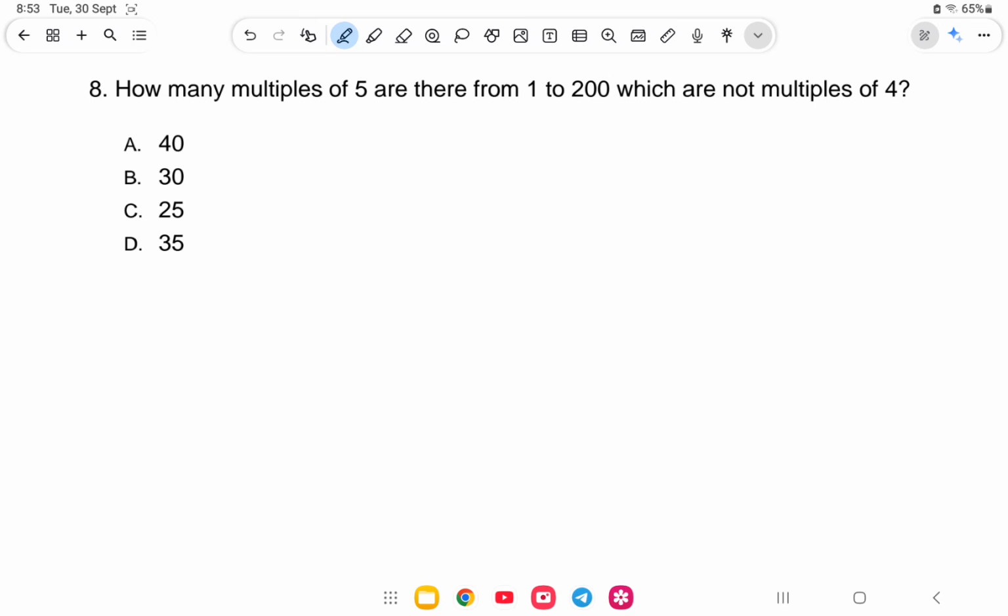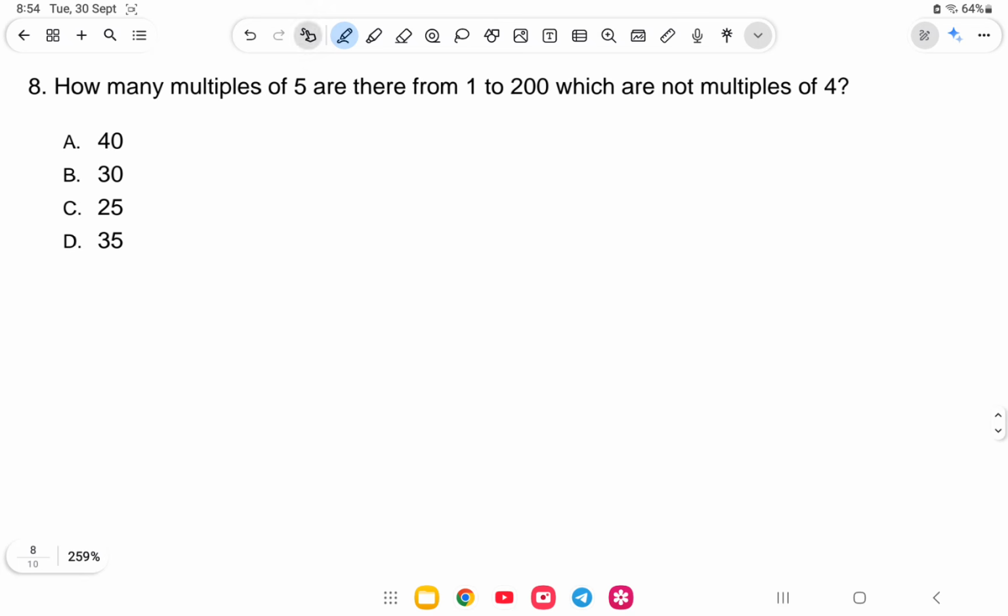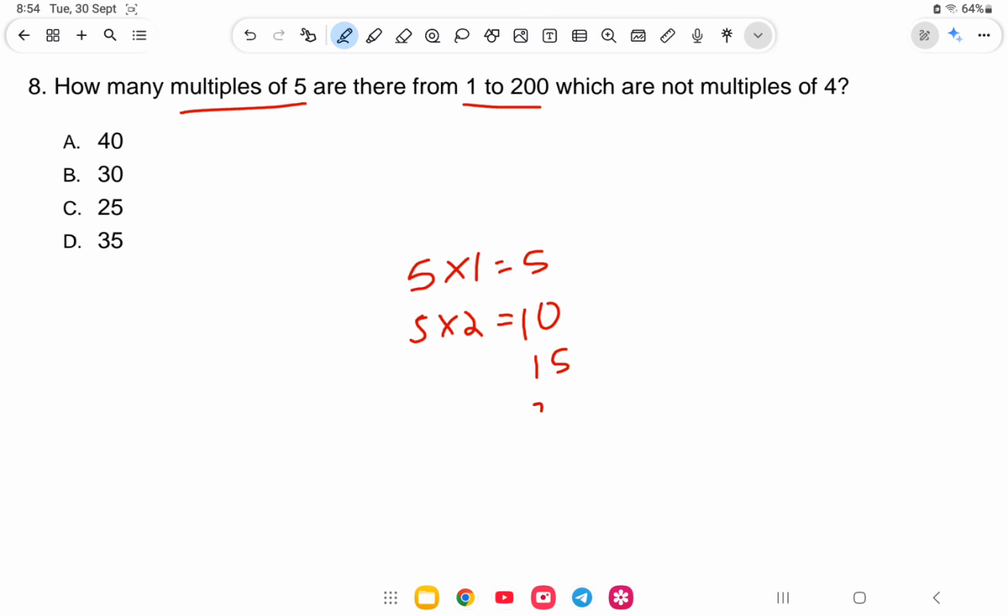The next question is: how many multiples of 5 are there from 1 to 200 which are not multiples of 4? The question is about multiples of 5 between 1 and 200. First, let's understand multiples of 5. Multiples of 5 are: 5 ones are 5, 5 twos are 10, 5 threes are 15, 5 fours are 20.